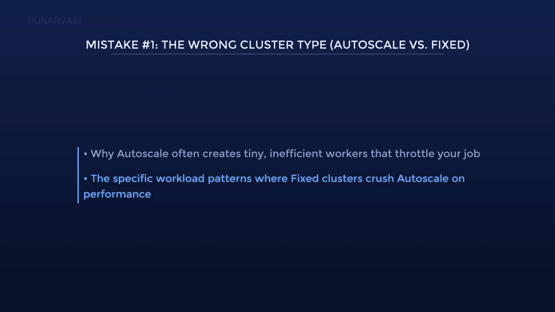Imagine building a race car, but giving it a lawnmower engine. Autoscale often does exactly that. It optimizes for idle cost, not for speed under load. When your data hits, those tiny workers choke, turning your powerful data pipeline into a traffic jam. You are not just waiting, you are wasting the raw horsepower you have already paid for.